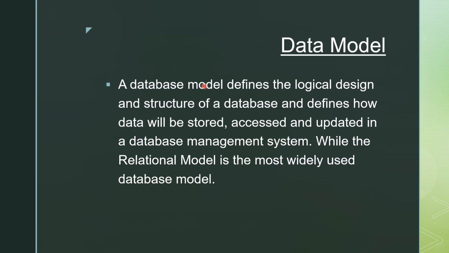So I hope this is clear to you what this says actually. Data model क्या होता है कि डेटा किस तरह से हम लोग डिजाइन करते हैं, किस तरह से उसका स्ट्रक्चर होता है, and it is also defining how data will be stored, accessed means data किस तरह से store करना है, किस तरह से access कर सकते हैं and updated in a database management system. So this is a definition of database model, and there are different types of database model. From that, the most widely used is which one? Relational model. Okay, now let us see what is relational model.